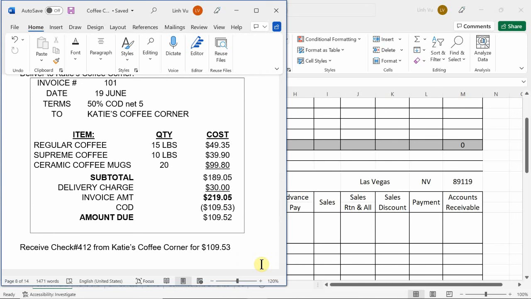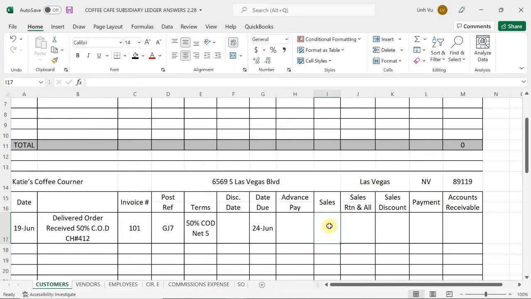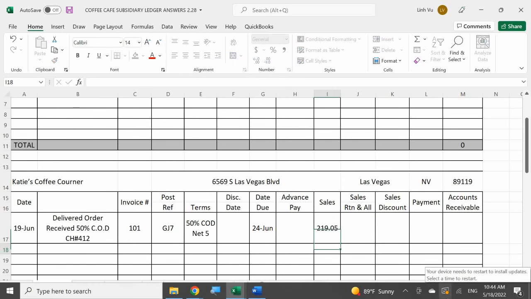189.05, plus the delivery, 219.05. So that was her total sales, $219.05, right? And because she made her 50% COD, she gave me $109.53, right? So in this case, let's see how much Katie owes me. Since we're looking at the customer's point of view, right?